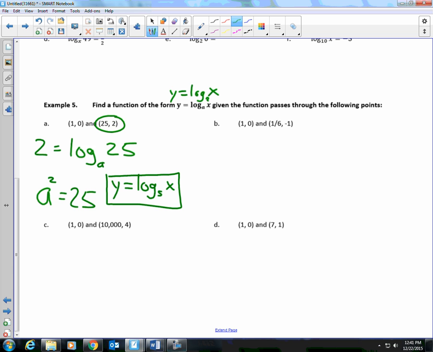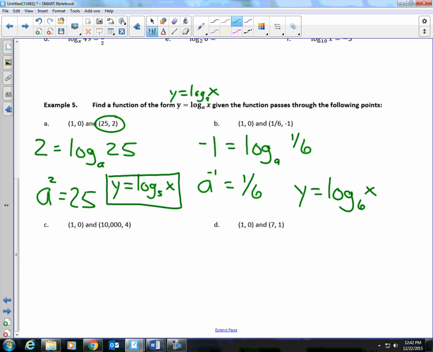We determined the a value. So the next one: -1 is equal to log base a of 1 over 6. What number do you take to the -1 power to get 1/6? 6 to the -1 is 1/6. So therefore a is 6. So y equals log base 6 of x.